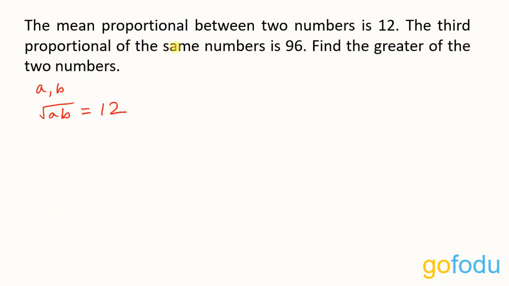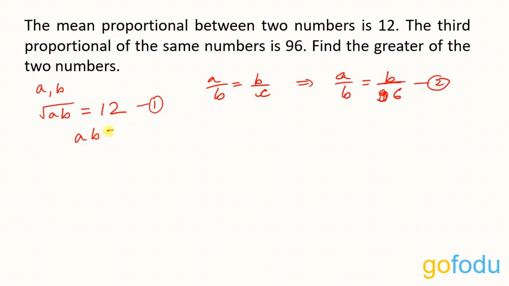The third proportional of the same number is 96. If the third proportional is C, then we have A upon B is equal to B upon C. This implies A upon B is equal to B upon 96. C is the third proportional. It would be 96. So we have equation 1 and equation 2. Get the value of B.